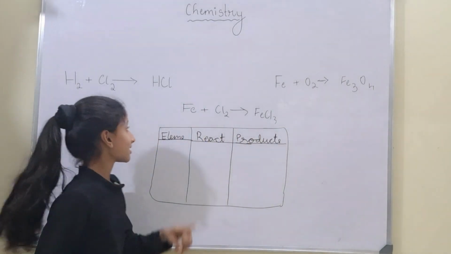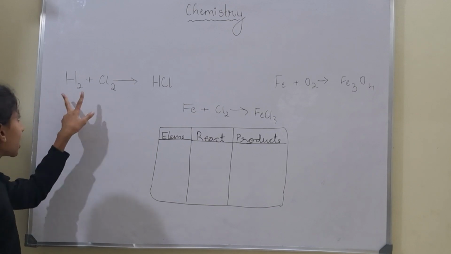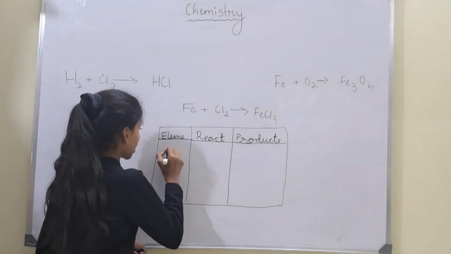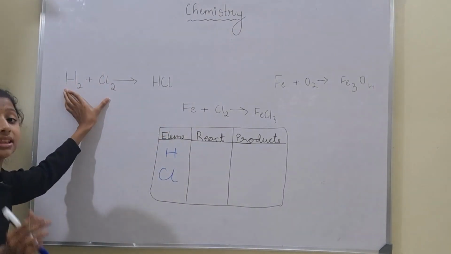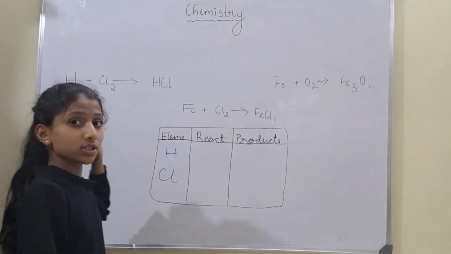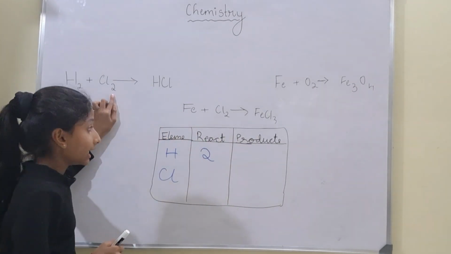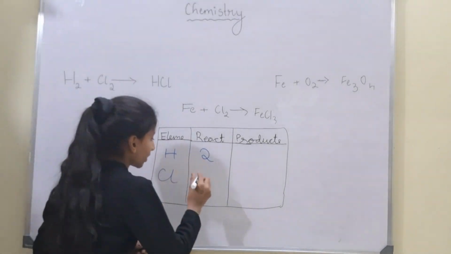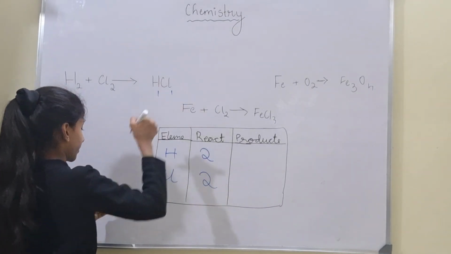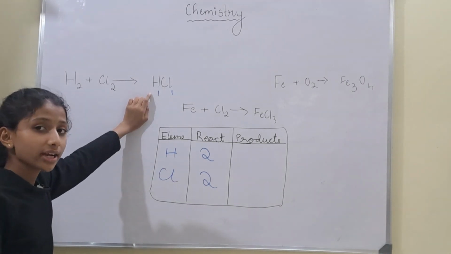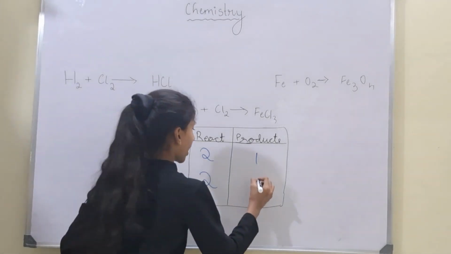Now let's balance these 3 chemical equations using this table. First, let's begin with this. In this, there are 2 elements, which are hydrogen and chlorine. On the reactant side, the number of atoms of hydrogen is 2, and for chlorine, on the reactant side, the number of atoms is also 2. On the product side, if nothing is written, we'll consider it as 1. For hydrogen on the product side, there is 1 atom, and for chlorine also the same, 1 atom.